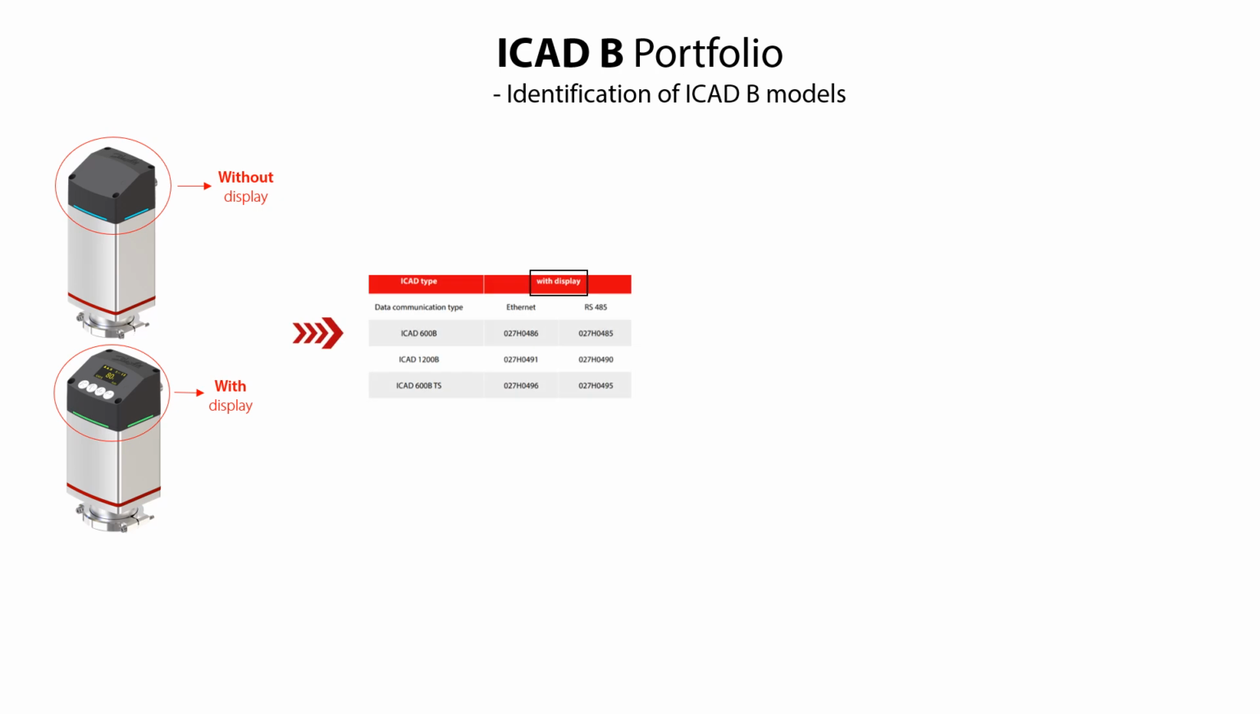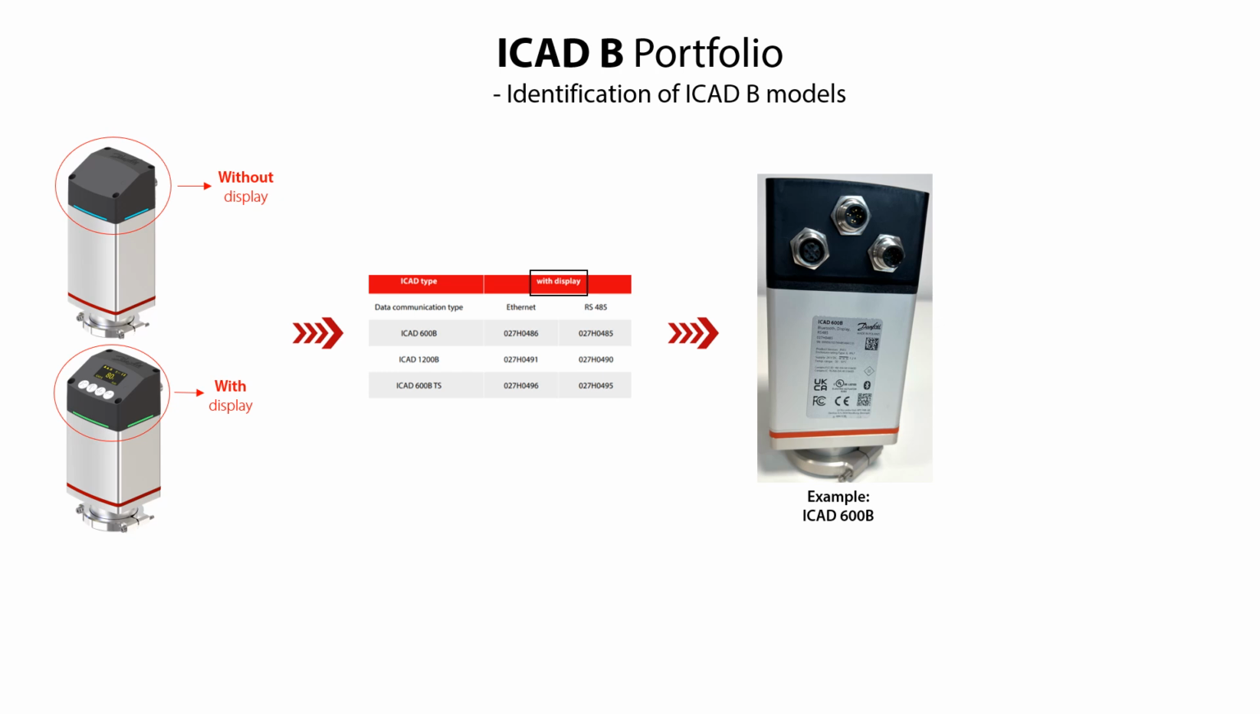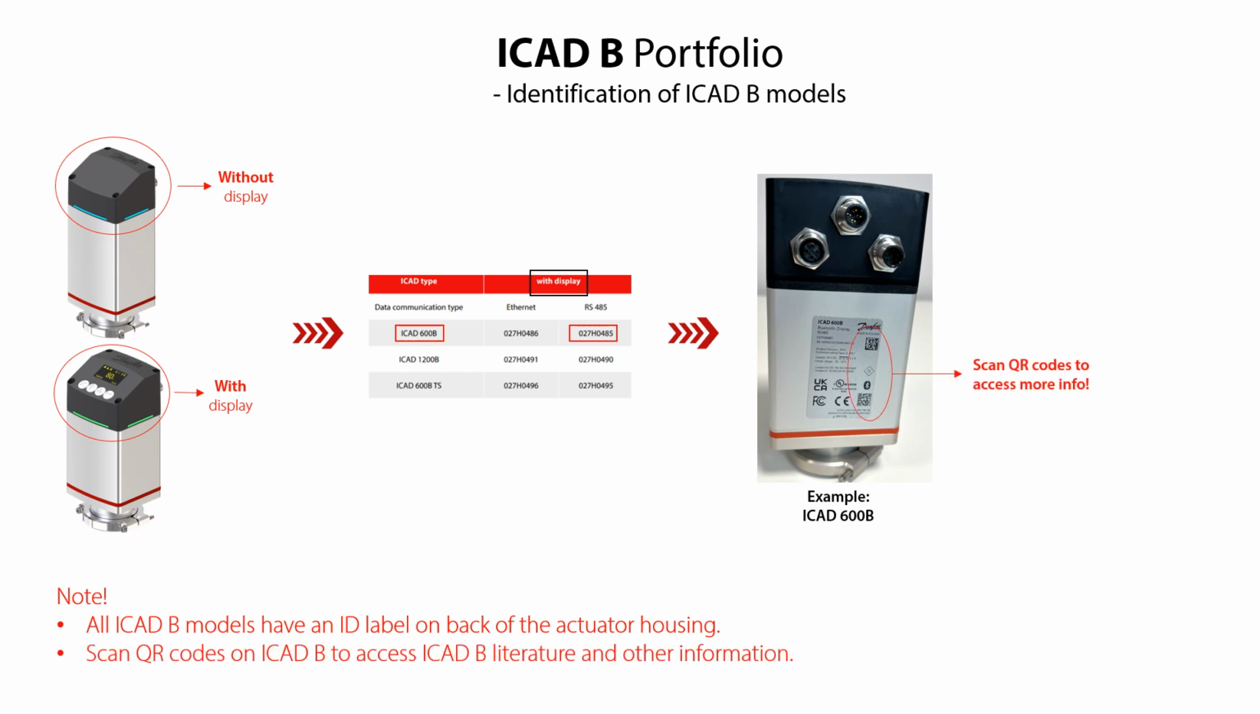To exactly identify a given model, you can furthermore find an ID label on the back of the ICAD B actuator housing, as illustrated here in this example with ICAD 600B code number 02780485. This ID label includes different important information such as ICAD B type, code number, serial number, product version, and technical data needed for correct installation. The ID label also includes 2 QR codes which you can scan to access ICAD B literature and other relevant ICAD B information.